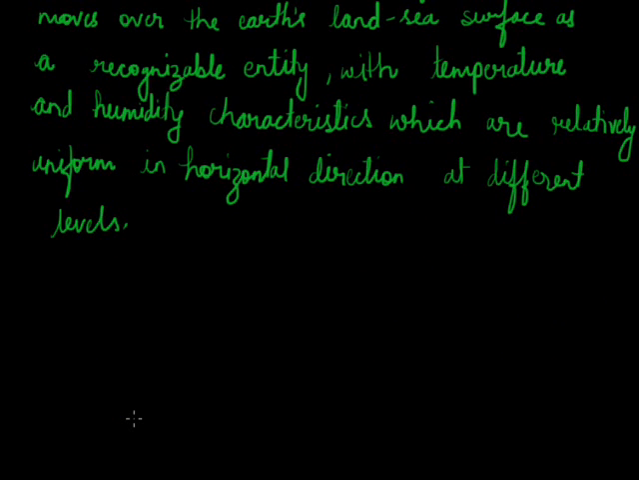These air masses are found throughout the world. We can differentiate them on the basis of their location. Like, for example, we have the continental air masses or the polar air masses, the tropical air masses, and so on.